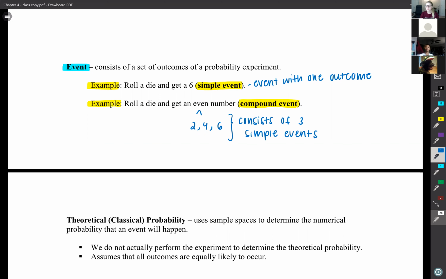So with a simple event, there's one thing that can happen for that event to be true and take place. And then a compound event would be where there's multiple ways for it to happen. So with rolling a die, if it's an even number, you could have that happen 3 different ways. You could roll a 2, a 4, or a 6, and that satisfies that. So that's a compound event. It's really 3 simple events put together.